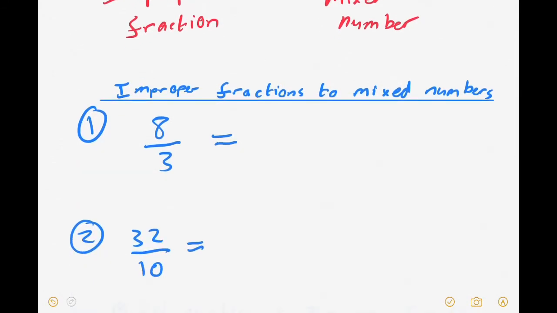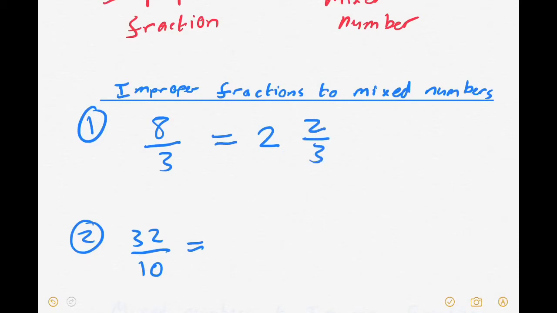So to convert from an improper fraction to a mixed number, we look at the denominator, that bottom number. So for the first one, we've got 8/3, so our denominator is 3. And we want to say how many times does 3 go into 8? Well, 3 goes into 8 twice. So that means that we've got 2 as our whole number. And then we have 2 left over because 3 times 2 is 6. So we've got 2 left over, so that's 2/3.